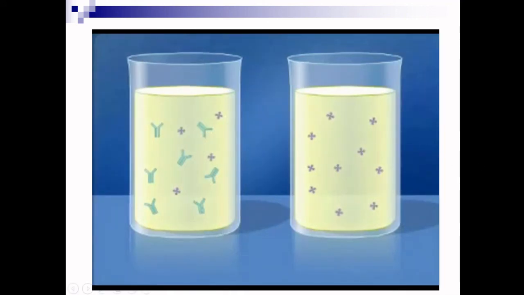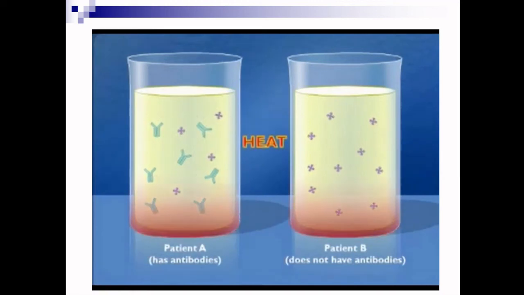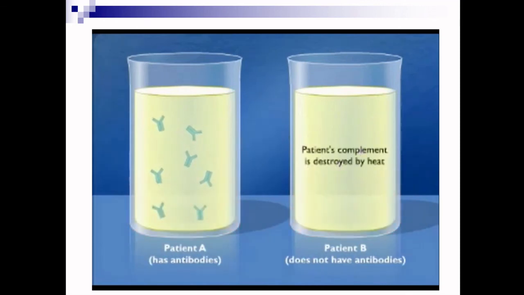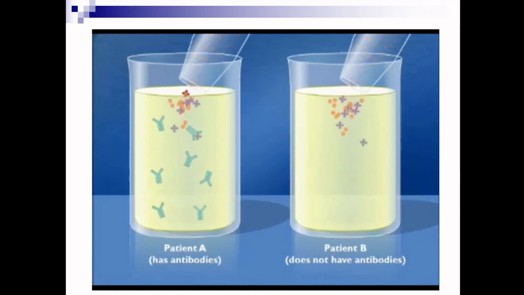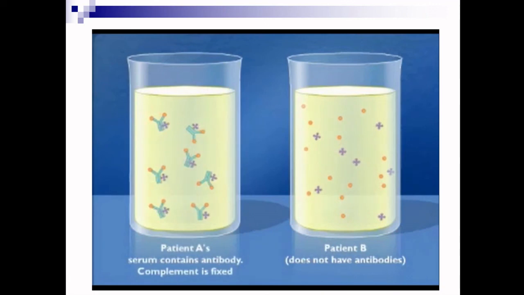The complement fixation test is used to test for the presence of specific antibodies in a patient's serum. Patients differ in the amount of complement in their serum. To standardize the complement fixation test, the first step is to heat the serum to destroy the patient's complement. A measured amount of complement and antigen are then added to the serum. In patient A's serum, the complement is fixed by reaction with the antigen antibody complexes. In patient B's serum, there are no antibodies to complex with antigen and the complement remains free.